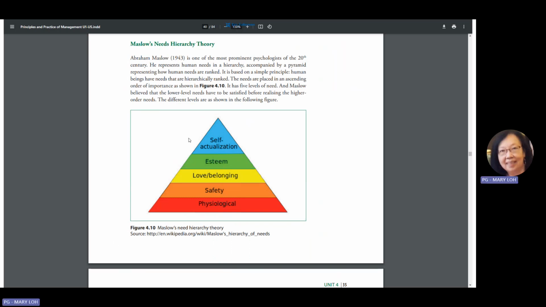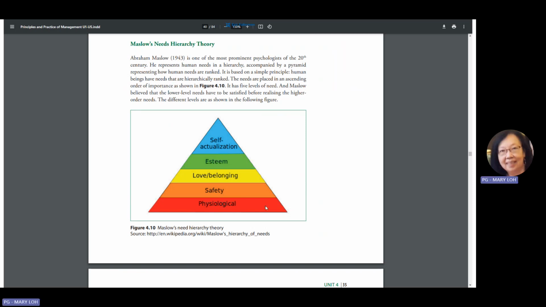So when you explain about this model, you must start at the bottom. This is level 1, the first level. According to Maslow, human beings have many different levels of needs. According to him, this is his theory. There are 5 levels altogether, and the most basic level is what we call physiological needs.